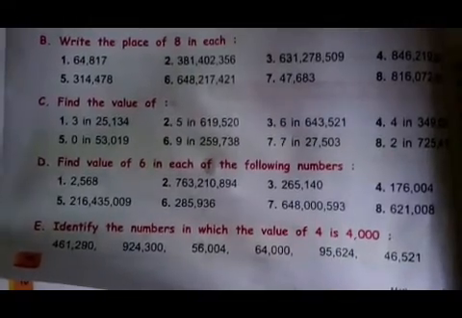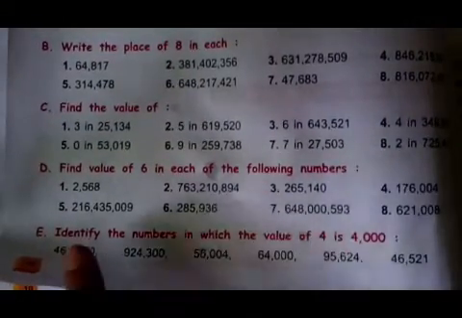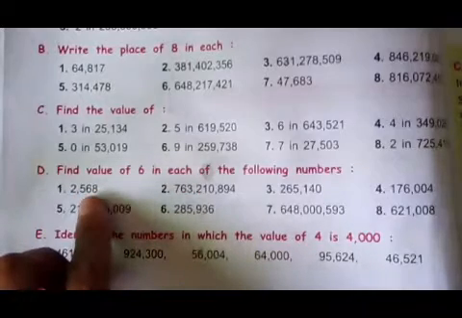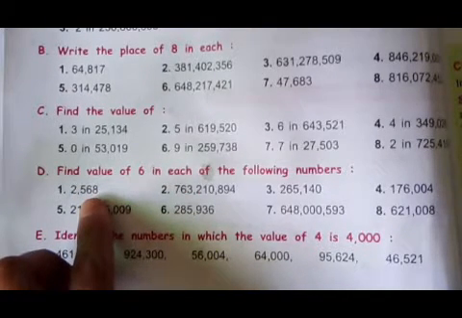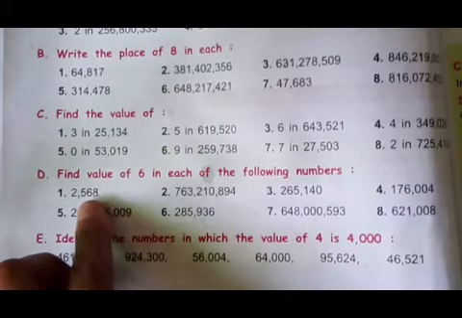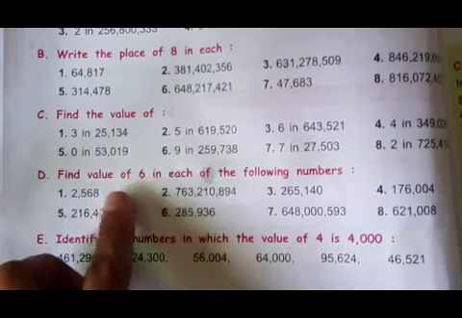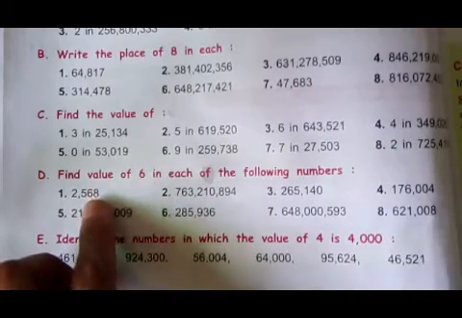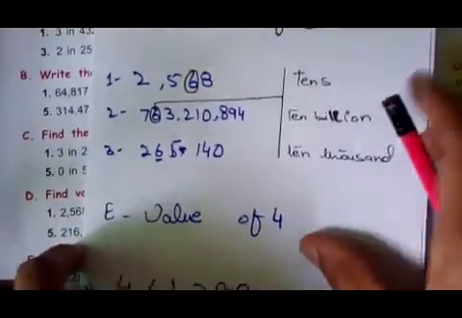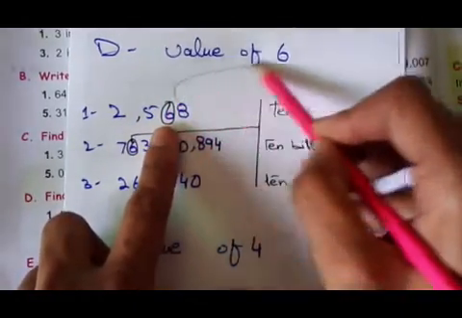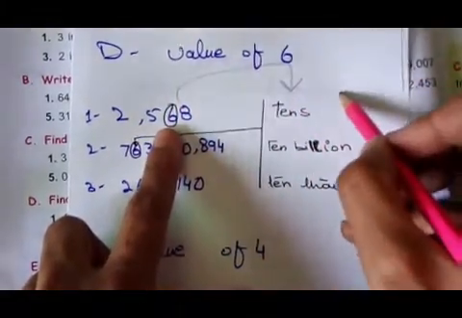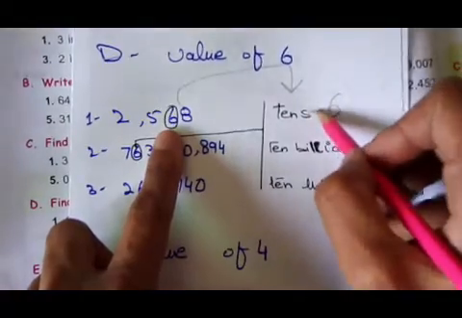Dear student, our first number is 2,568. Okay, 2,568. And now we have to write the value of 6. The place value of 6 is 60. Look at here, 2,560. 6 is on tens place. So the value of 6 is 60.